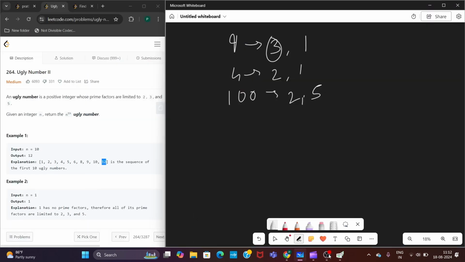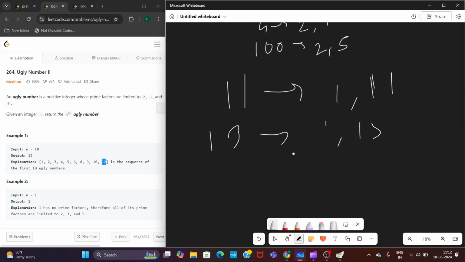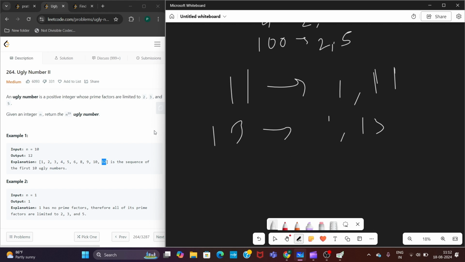Okay, so for example, let me consider 11. If 11 has prime factors of what? 1 comma 11 only. Okay, 1 and 11 only it is having as prime factors, or we can say 13. 13 is also having prime factors as 1 and 13. So basically these such numbers are not what? Ugly numbers.